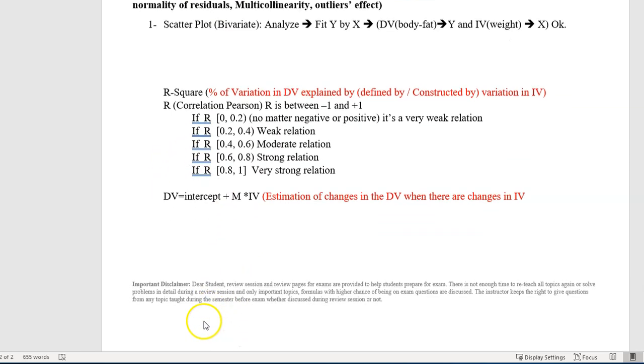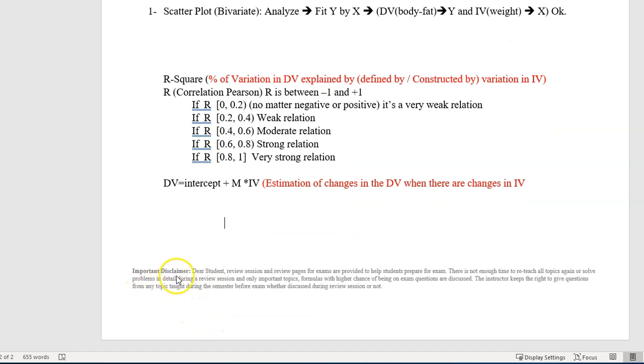Okay, so down here I put a disclaimer, right? Important disclaimer. Dear student, review sessions and review pages for exams are provided to help students prepare for the exam. There is not enough time to reteach all topics again or solve problems in detail during a review session, and only important topics, formulas, and equations with a higher chance of being on the exam are discussed. The instructor keeps the right to give questions from any topic taught during the semester before the exam, whether discussed during a review session or not. Make sense?